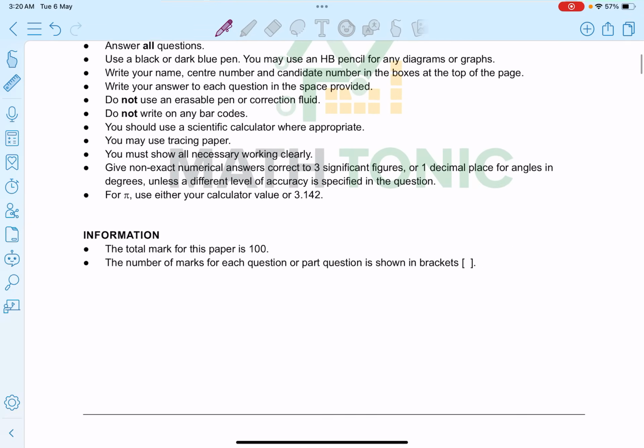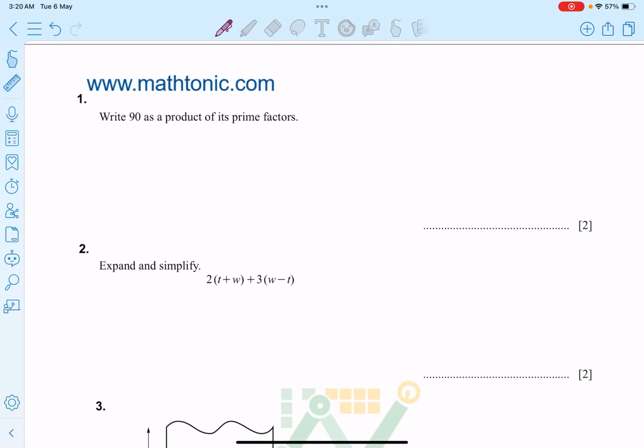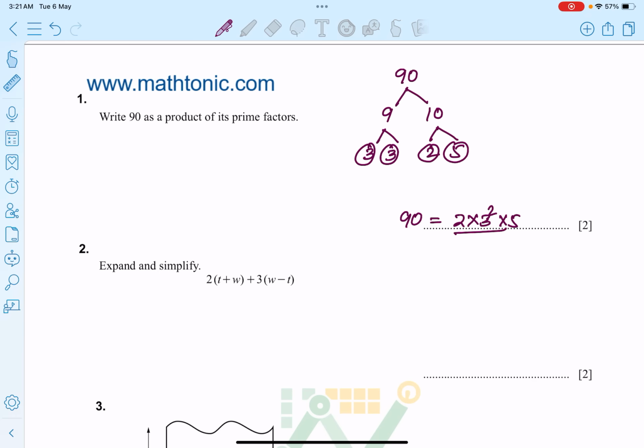So let's start. The first question is: write 90 as a product of prime factors. What does it mean? It's an easy question. Find two numbers whose product is 90. I can write 9 times 10, and I can break 9 as 3 times 3, and 10 as 2 times 5. So we have these prime numbers, correct? So we can write that 90 is equal to 2 times 3 squared times 5. This is the answer for this question.